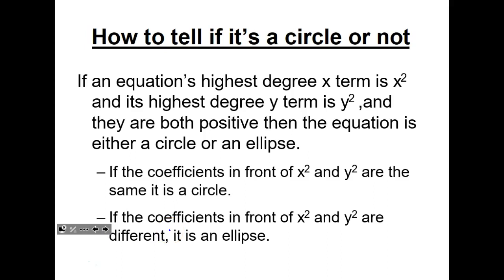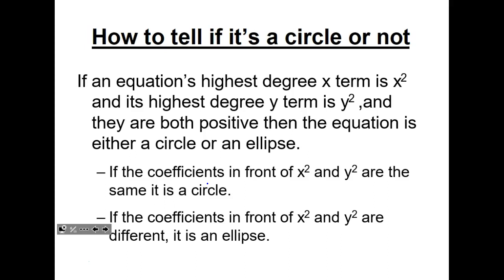So they have to have the same sign, but they can have coefficients. So if the coefficients in front of the x squared and y squared are the same, it is a circle. So if you have a 2x squared and a 2y squared, or you have a 7x squared and a 7y squared, then that's a circle, and they have to both be positive.